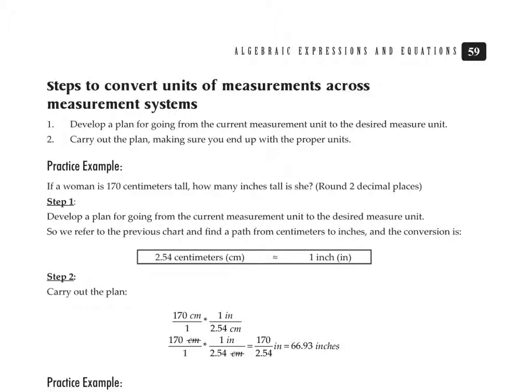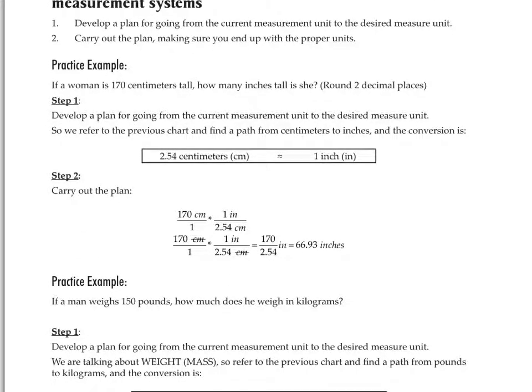So this example says if a woman is 170 centimeters tall, how many inches tall is she, round to 2 decimals? And we'll talk about the rounding when we've done the actual conversion. So we're talking about converting centimeters to inches. We're going to develop a plan, and here's the conversion rate. You can see this on the chart on the previous page also. 2.54 centimeters is equal to 1 inch. So to carry out a conversion like this, we're going to do what we call dimensional analysis, or multiplication of the unit multipliers.